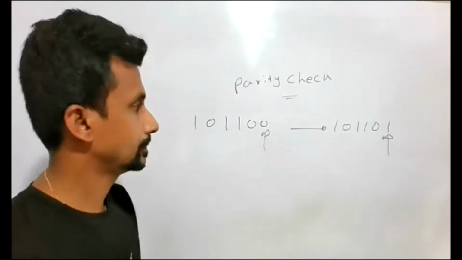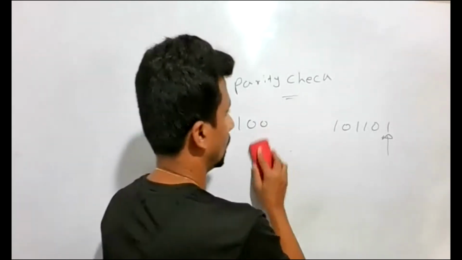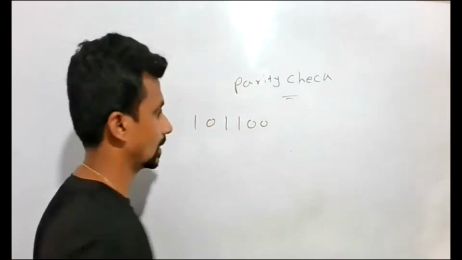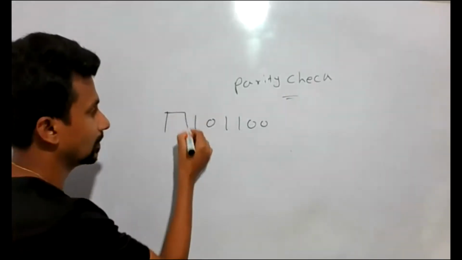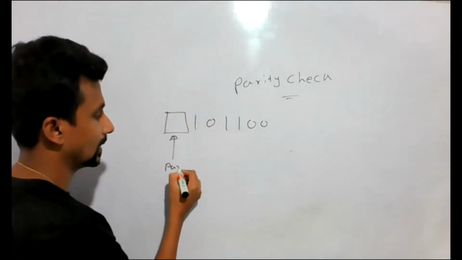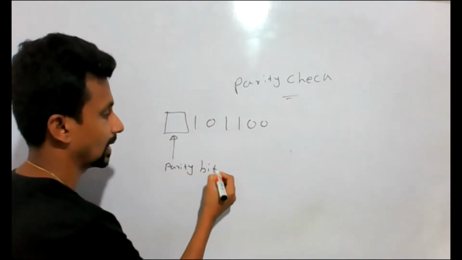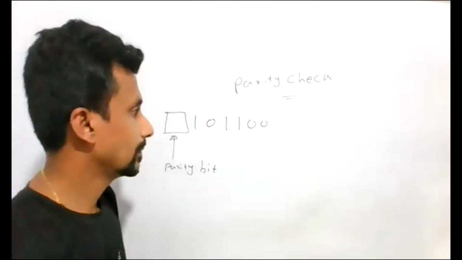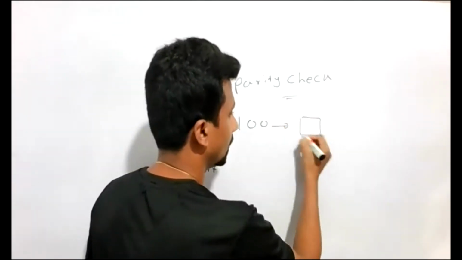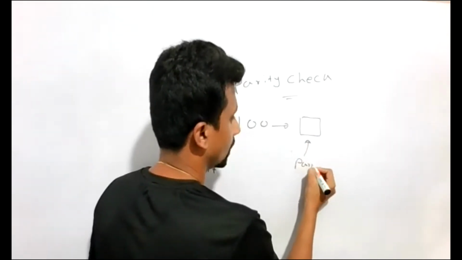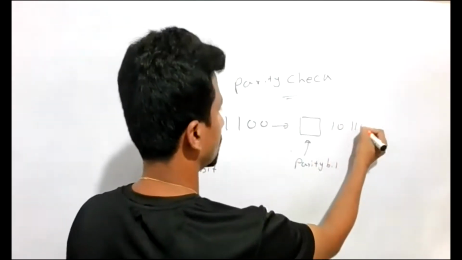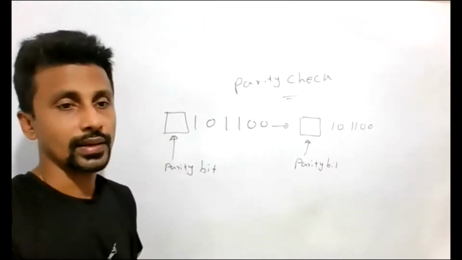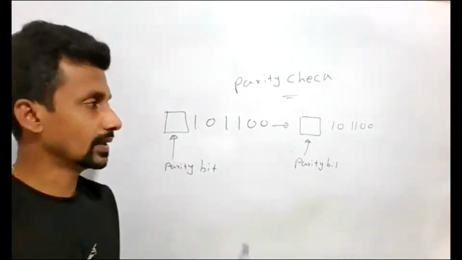Okay, I will show you now. We'll take the same data. Here I am adding another bit called the parity bit. I'm taking another bit called parity bit there. Now after sending the bits, there also you get the parity bits. And my value I'll take 101100. This is my data. Okay, look at here.